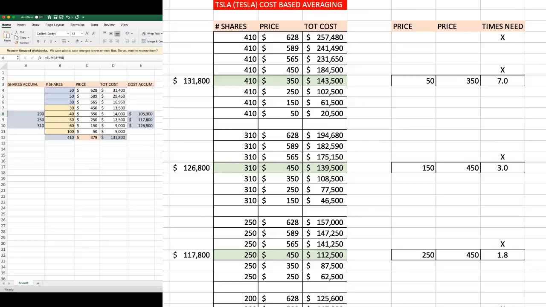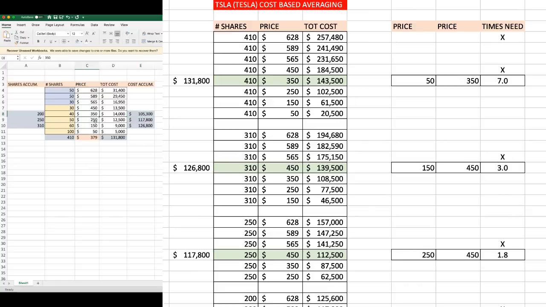Now, let's say it bottoms out at 150 for 310 shares, at a total cost of 126. Well, we would have to get back to $450 a share at that point from 150. And same thing goes down here, where we would have to get to, let's see, it would be 117,250 or 105 at 350.